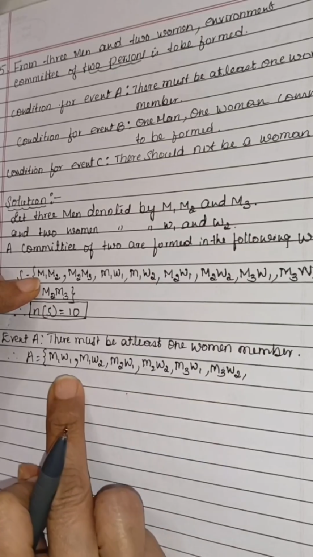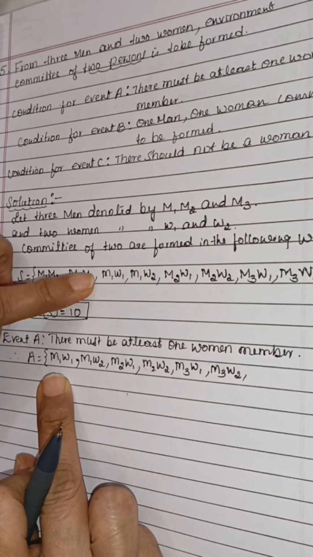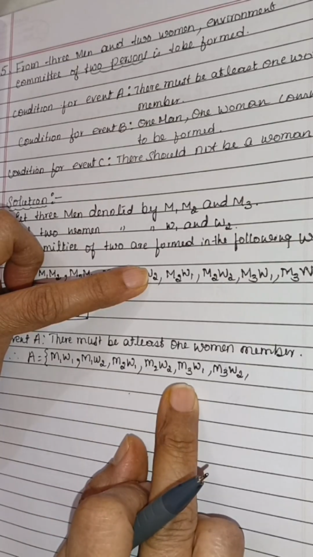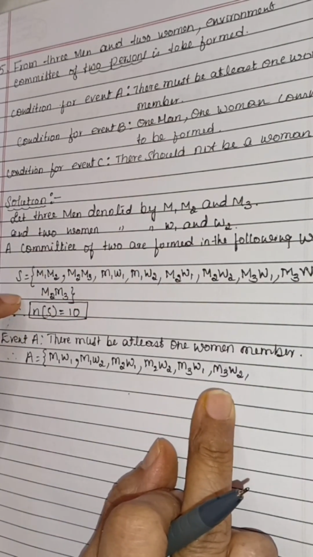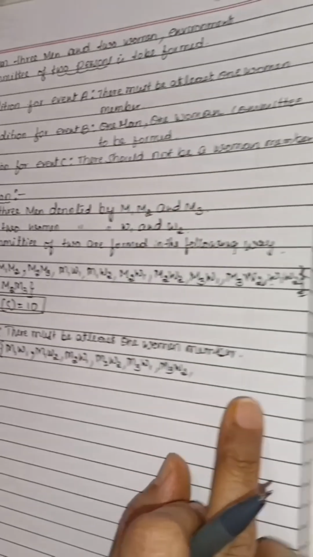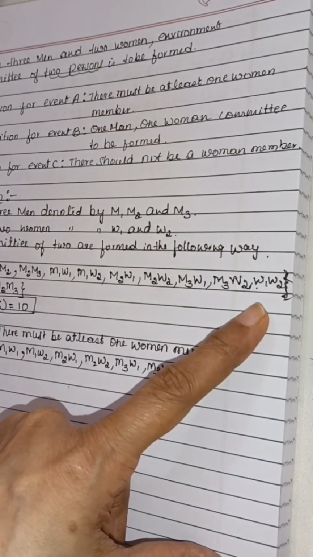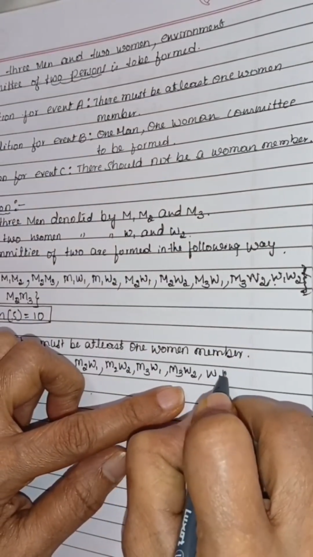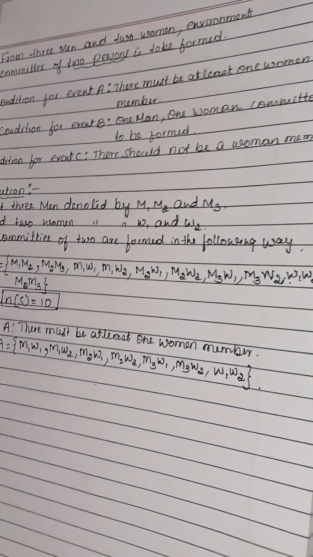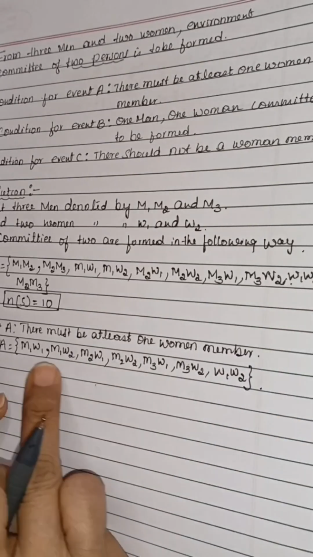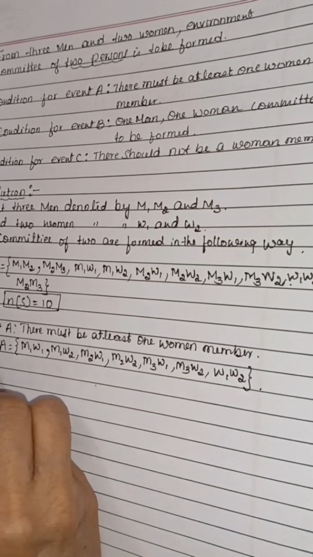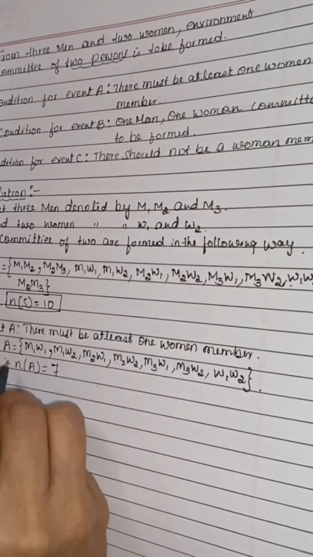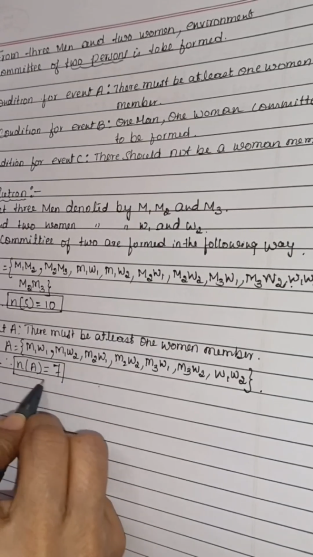See, in this sample space: M1, W1, M1, W2, M2, W1, M2, W2, M3, W1, M3, W2. At least one woman means W1, W2 also. At least one means one woman is there. So 1, 2, 3, 4, 5, 6, 7. Therefore, the number of elements, n of A, is 7.